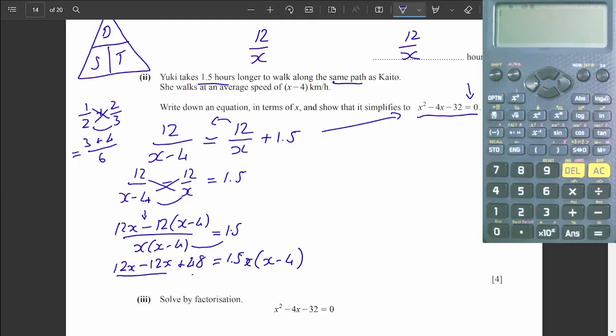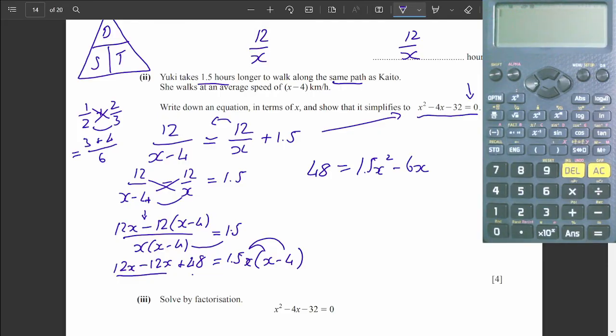Okay, let's simplify this. 12x minus 12x is 0, so we're left with 48. Let's write that down. And on the other side, 1.5x times x is 1.5x squared. And 1.5x times minus 4 will give us minus 6x. Check it with your calculator. 1.5 times 4 is 6, so it's minus 6.